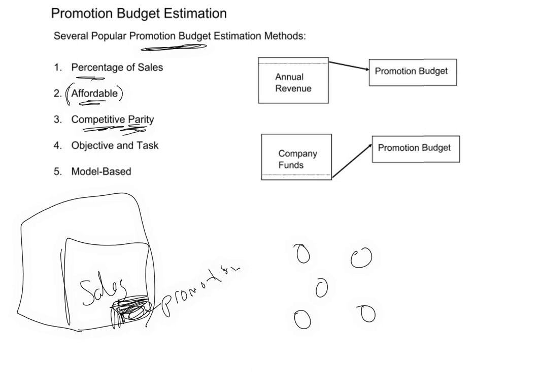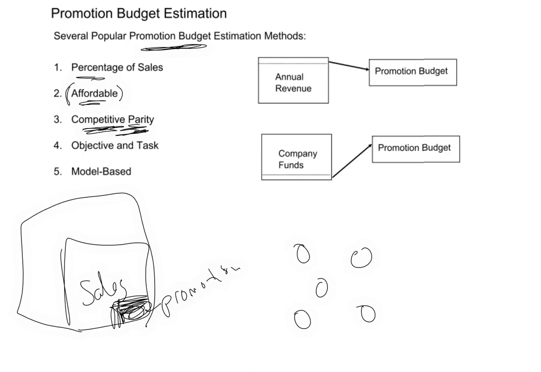What if your competition is spending too much on promotional activities? If you go with a competitive parity strategy for doing your promotional budget, you're also going to be making a bad choice, right? And so this might be an easy one to do, but it might be an incorrect one to do. And then objective and task.